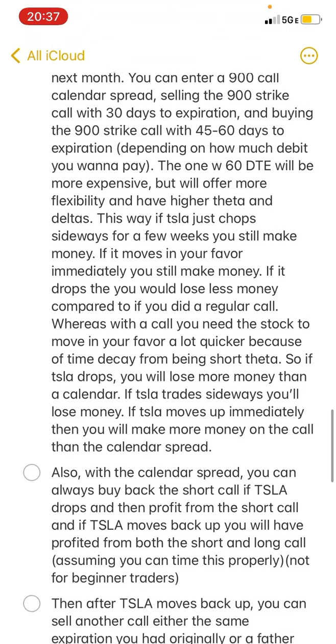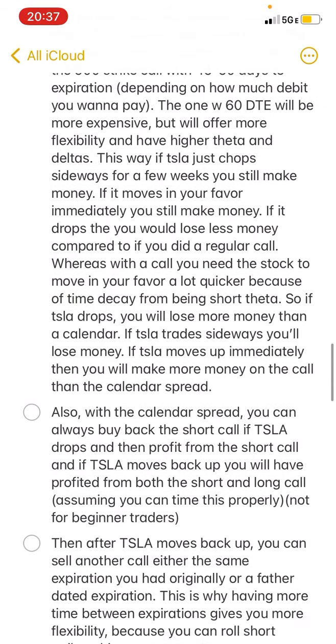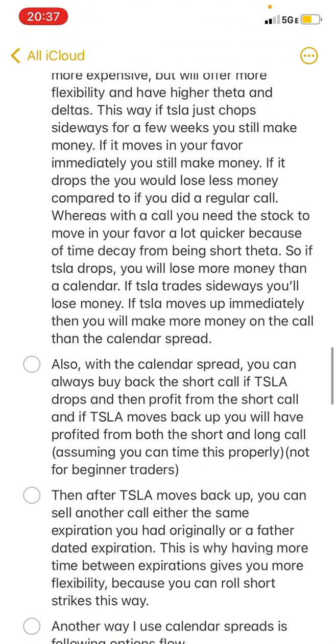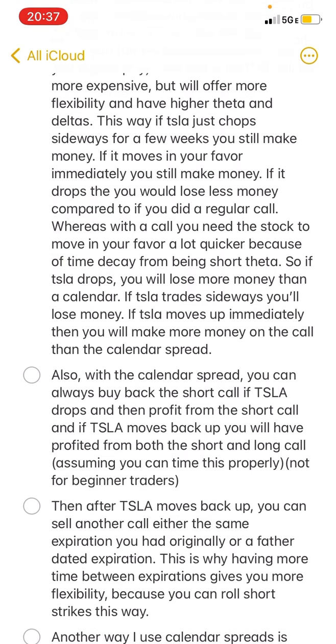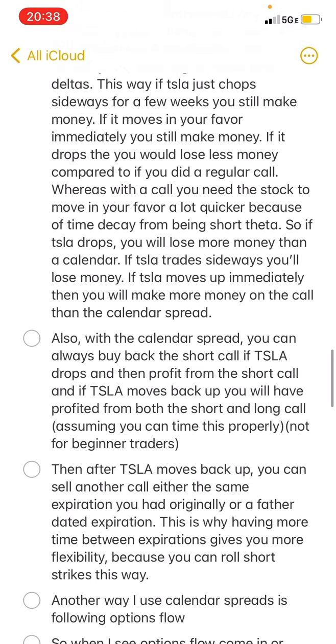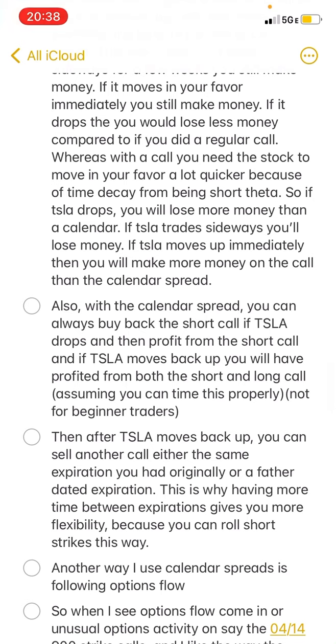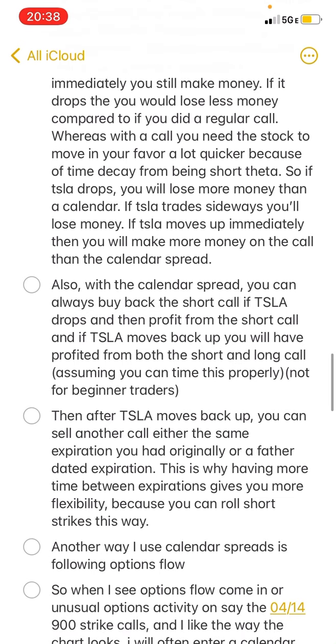The one with 60 DTE will be more expensive, like I just said, but will offer more flexibility, and you'll also have higher theta and higher deltas, like I mentioned in one of the bullet points above, right? Okay, so this way, if Tesla chops sideways for a few weeks, you still make money, okay? If it moves in your favor immediately, you make money, right? If it drops, then you would lose less money, right, compared to if you just did a regular call, right?